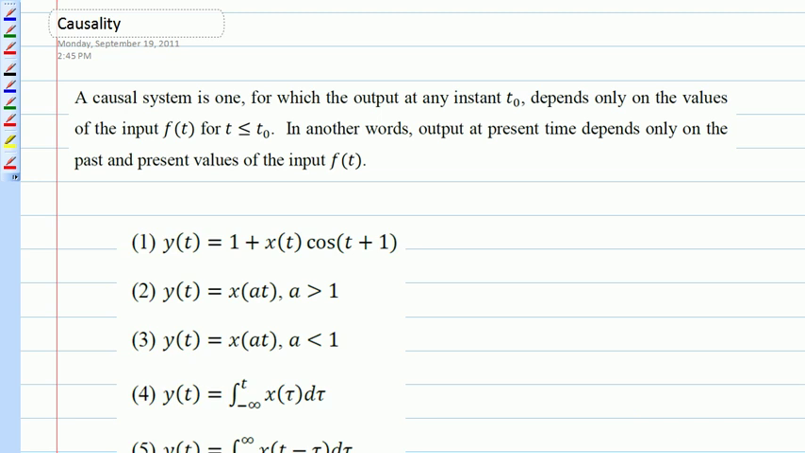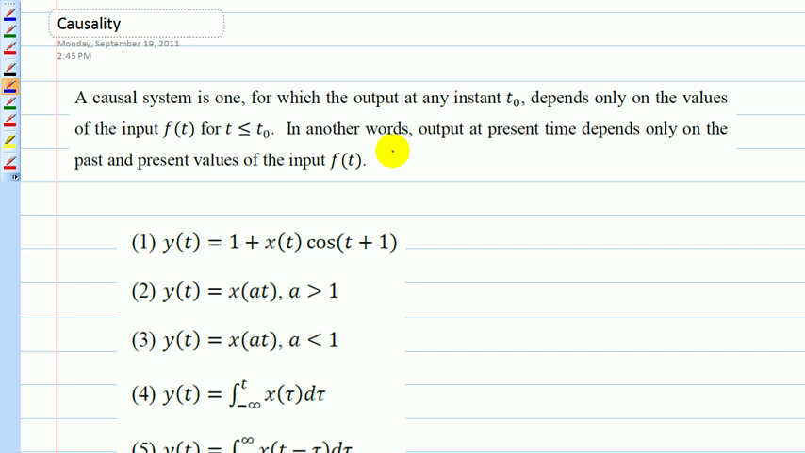Hi everyone, I'm providing you this additional video tutorial on causality. In the lecture notes and assignments, we don't have that many questions on causality. So here is one supplement, and hopefully I'll provide you a little bit more on linearity and time invariant systems.